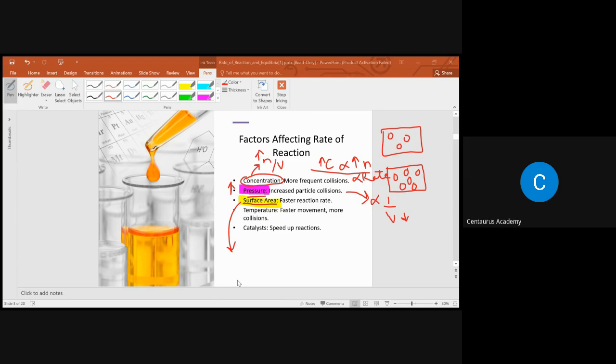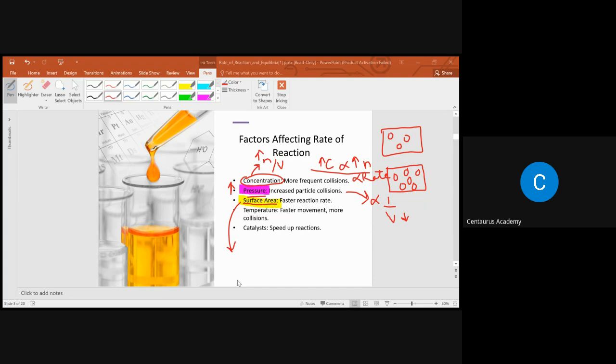Yes, Abdul Basit. Yes, we can increase surface area by turning the compound or element into the powder form. Very good. Powdered form basically means that you're increasing the surface area. You are increasing the area of the particles available for colliding with that particular reactant.